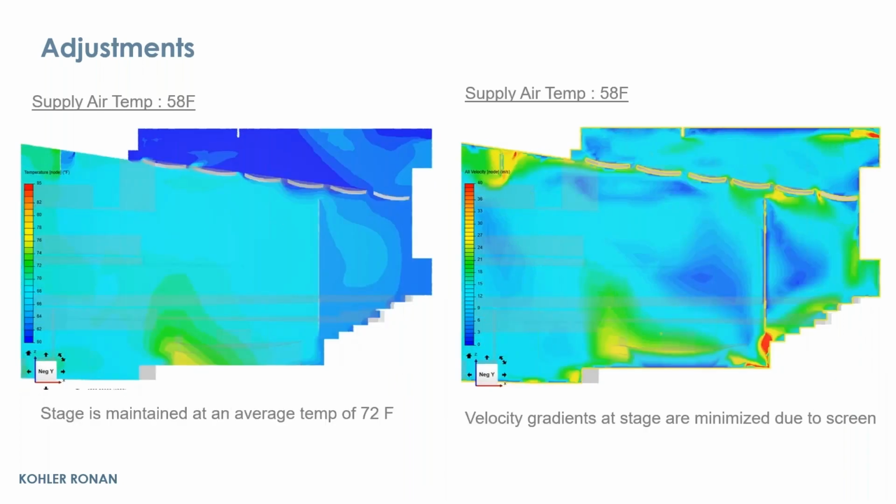This is both airflow and temperatures. Stage is maintained pretty well at 70 degrees Fahrenheit. Velocity gradients are also minimized. This is for a configuration where we had a screen in the background. We would have an orchestra and a screen. There's lots of different ways that this data was going to be used, so we had to really test all these different configurations. So that was really great.